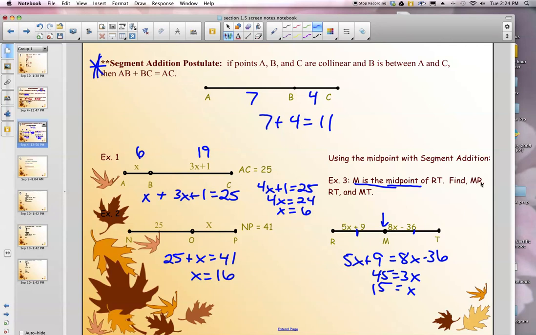If it says find the length from M to R, then you have to take that 15 and plug it back in. So 5 times 15 is 75, plus 9 is 84. So the length from M to R is 84, and I should get exactly the same from M to T. If I plug in 15, 8 times 15, and then subtract 36, I better get 84, because M was the midpoint, which means that the two segments had to be equal to each other. Okay? So that's two different ways that we can use what we've learned about segments and measuring segments to find missing values.